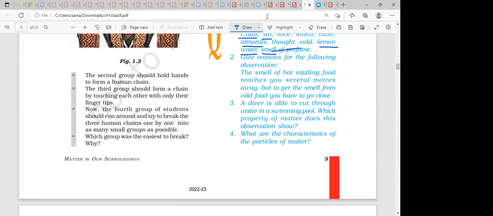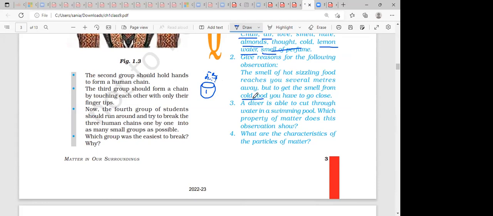This we have already discussed in the class itself. It's because the food is hot. So basically, why is this happening? Because the particles of matter, the particles of food, have kinetic energy, and with the increase in temperature, the kinetic energy increases, and because kinetic energy is increasing, the particles will move faster. But for cold food, the particles have less kinetic energy, so they will be moving slowly, right? So because of that, the smell of hot sizzling food comes to you.